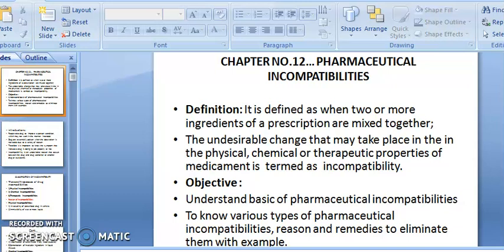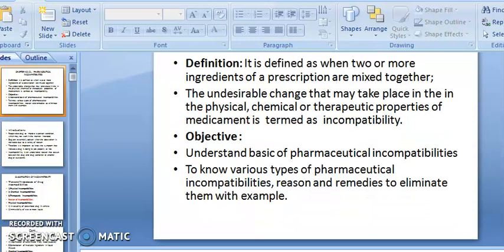When you are preparing the drug and combining two or more ingredients, it may lead to a physical change, that is, color or odor has changed. There is a chemical change, where an oxidation reduction reaction takes place. And one more incompatibility is therapeutic property. If you are giving a drug to reduce fever and it shows the action of reducing headache, the therapeutic property has been altered, and this is called pharmaceutical incompatibility.